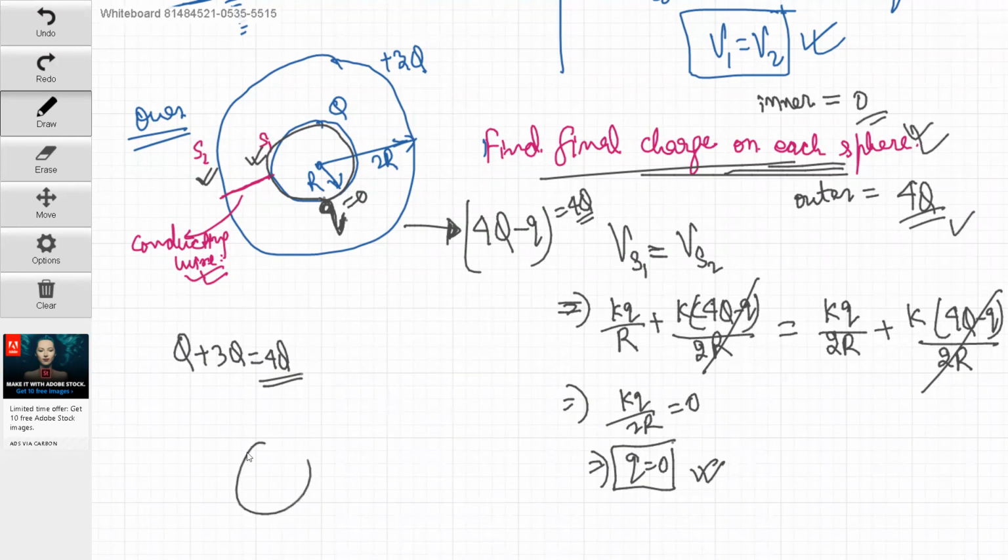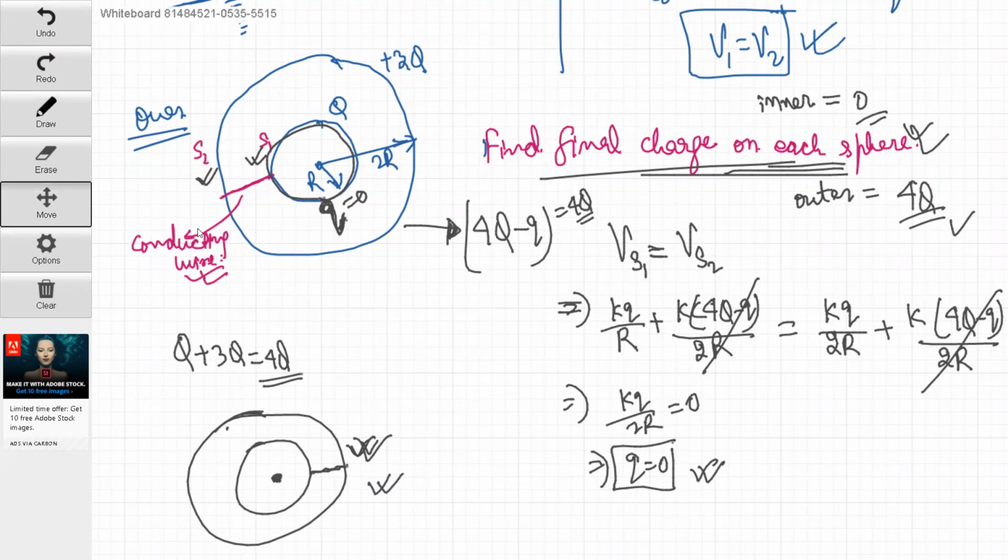So what happens when two concentric conducting spheres are connected with each other? Basically, the total charge is transferred from the inner sphere to the outer sphere. So the inner sphere charge becomes 0 and the outer sphere charge becomes equal to the total charge. Is this okay? But this happens only in the case of two spheres. When there are three concentric spheres, this logic will be invalid. This is only for two spheres.